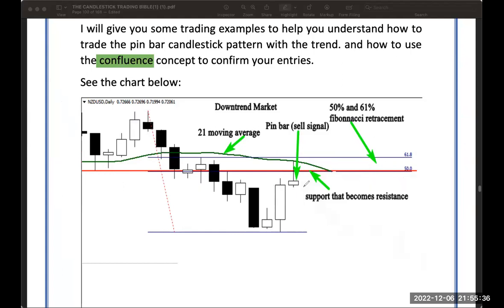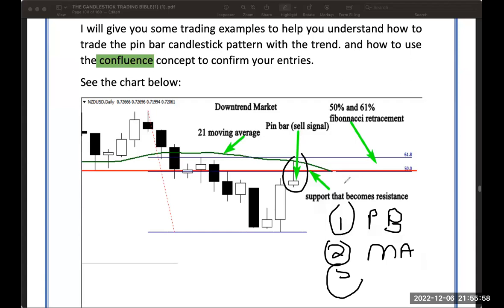All right, so price retraces, it hits, and it gives a pin bar. That's the first confluence, a pin bar, right? I'm just going to put PB here. The second confluence is the moving average. That's where price has given the pin bar. The third confluence is price hitting the 50.0 level on the Fibonacci, right? And at the same time, this level, remember, it's been broken. It's now what? It's now your resistance level. So these are four confluences lining up for you to take the trade.